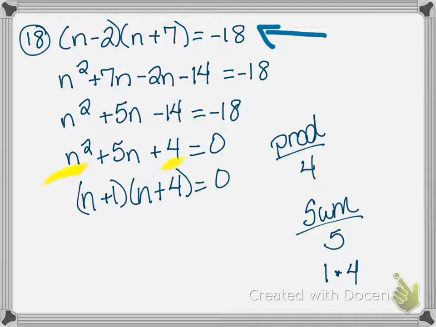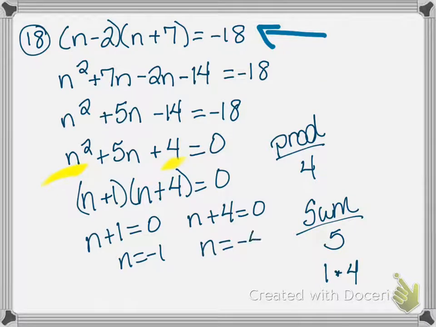So we put each one of those equal to 0. So I have n plus 1 equals 0, n plus 4 equals 0, and I get n equals negative 1 and n equals negative 4. And those are my two answers for number 18. Okay, so let's now look at number 19.